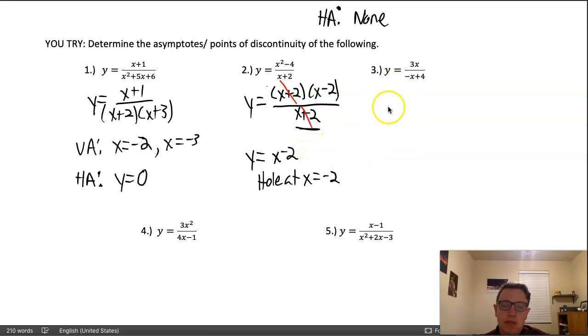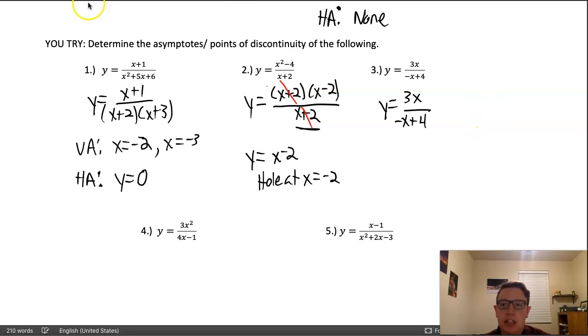Okay, problem 3, we have y is equal to 3x over negative x plus 4. What is the factored form of this? We don't need to factor anything on the top, that'll be 3x. And then on the bottom, you can factor out a negative, but it's not necessary. So you can write the bottom as negative x plus 4, or you could write it as negative x minus 4, pulling out the negative. Either way, that will work.